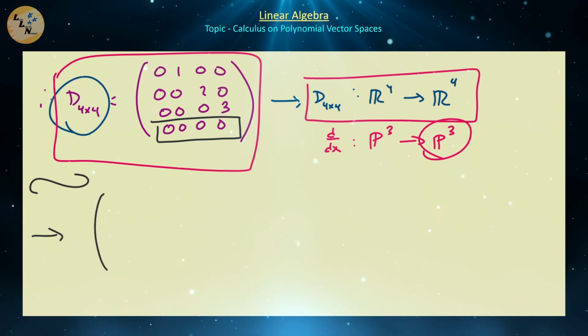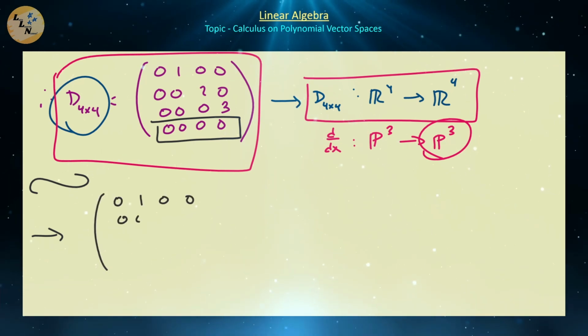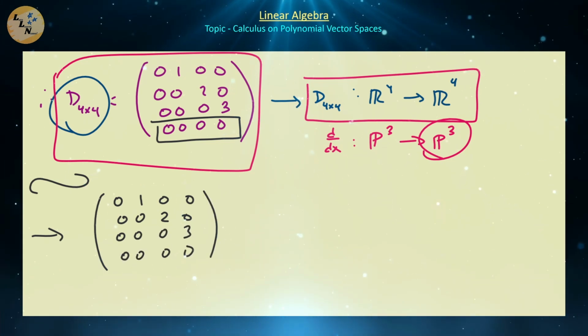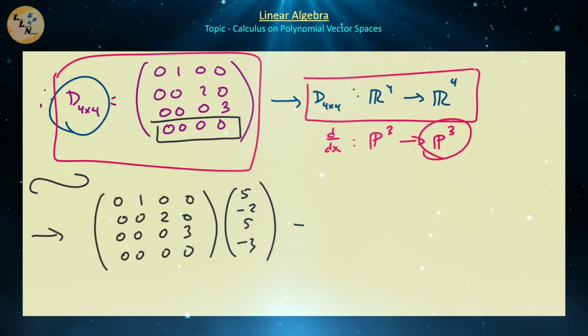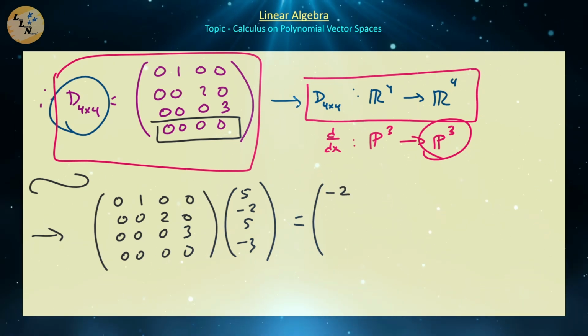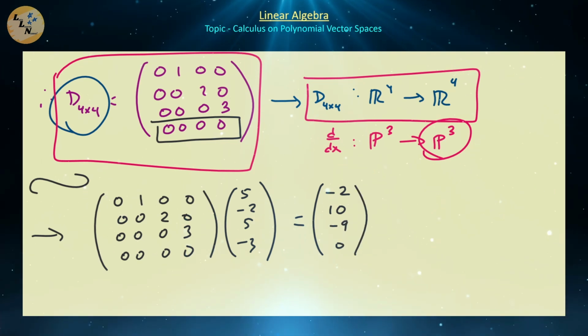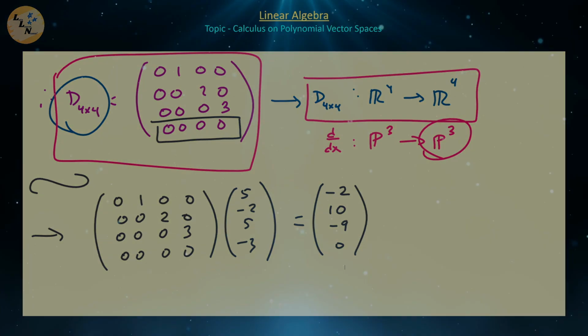In particular, if we apply the matrix 0, 1, 0, 0, 0, 0, 2, 0, 0, 0, 0, 3, 0, 0, 0, 0 times this vector 5, minus 2, 5, minus 3. So we should know how to do matrix multiplication at this stage. You should be able to verify that this is indeed minus 2, 10, minus 9, and 0, which is the R4 representation of the P3 polynomial result that we got when we just applied our standard derivative rules.